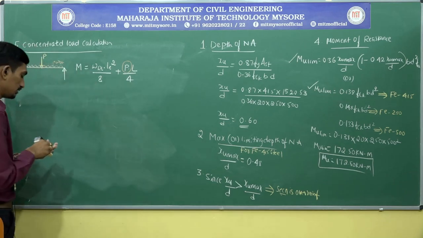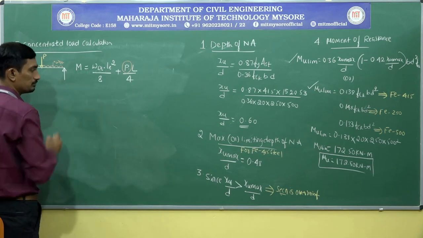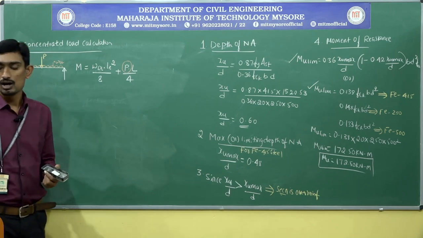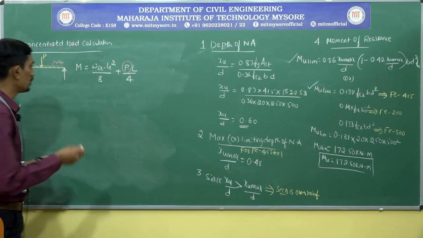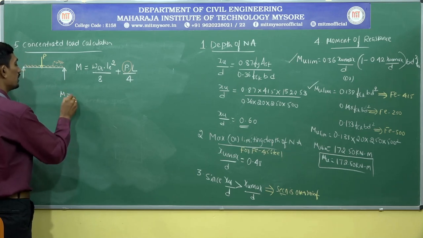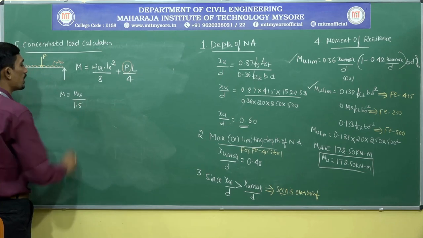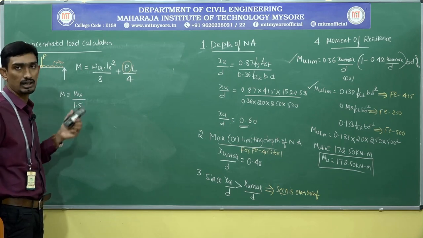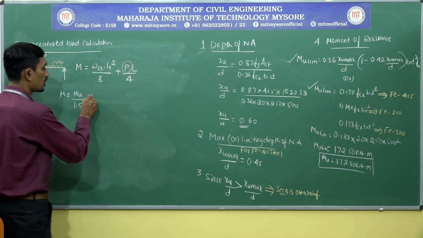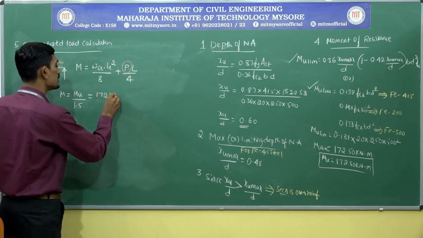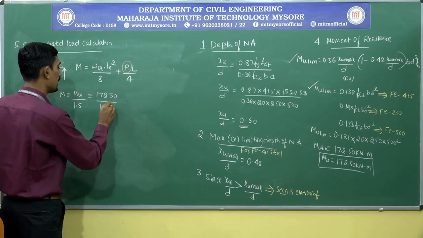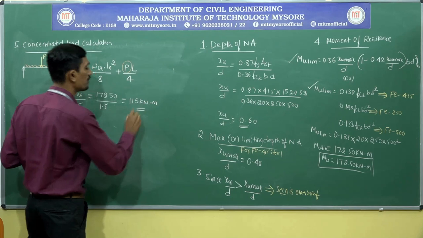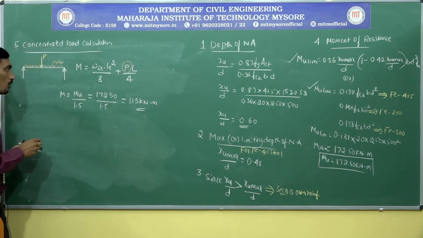So we know how to calculate the M. Since Mu is calculated, how to calculate the M? We know that M is equal to Mu divided by 1.5. That means ultimate moment of resistance divided by the partial safety factor. So therefore, that is 172.50 divided by 1.5. So this works out to be 115 kilonewton meter. Then what about w DL?